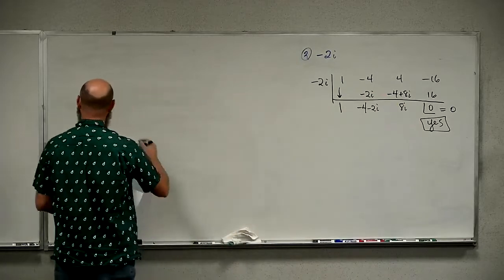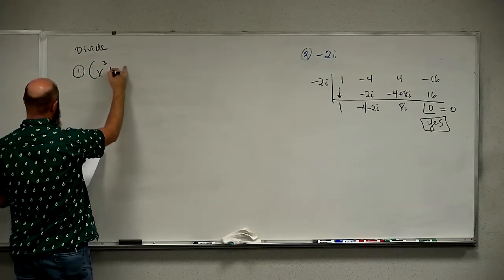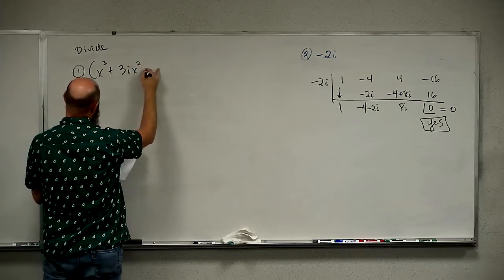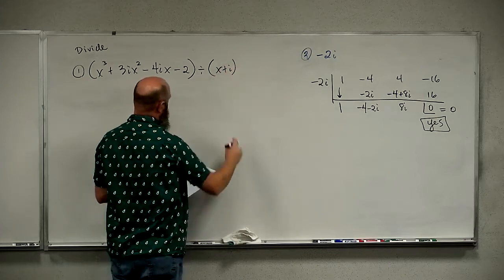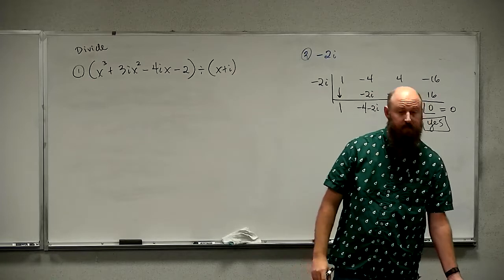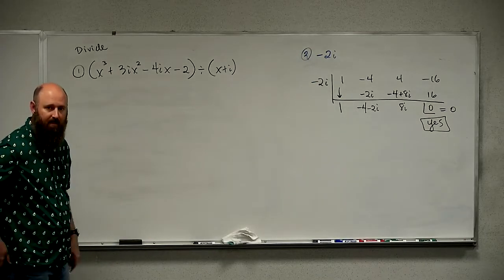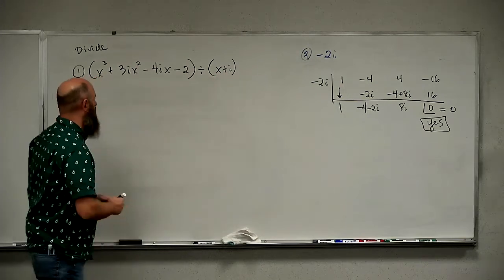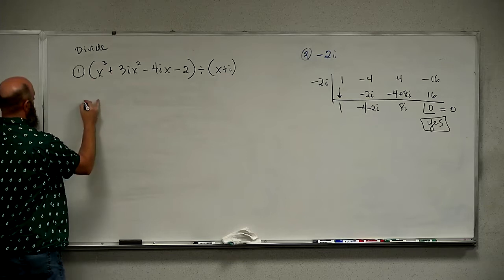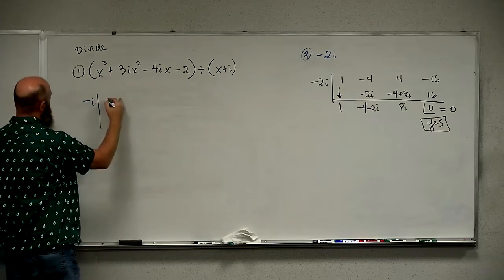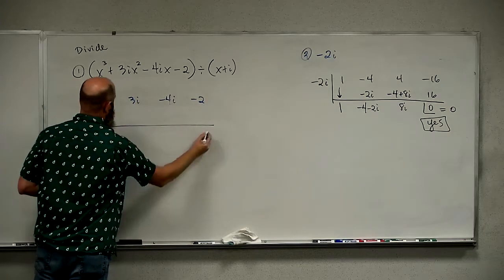All right, finally, let's divide here. So divide x to the third plus 3ix squared minus 4ix minus 2 divided by x plus i. Just a whole lot of i's going on with this, and that's okay. Now we're still going to use synthetic division here for this, but because we have the x involved right there, we do the opposite. So this is plus i, so we need to do minus i. Grab the wrong marker. So minus i, and then here we have 1, 3i, negative 4i, and negative 2.